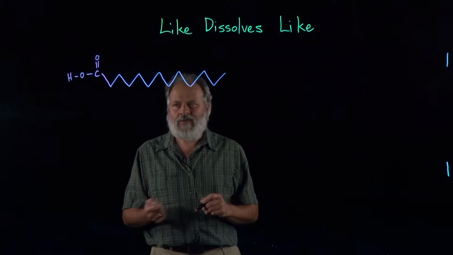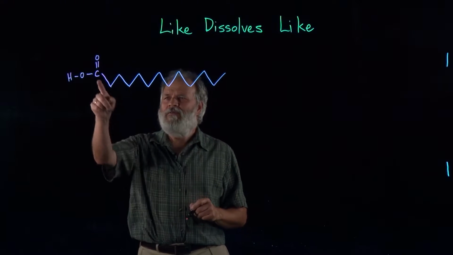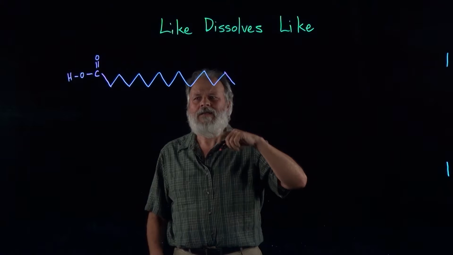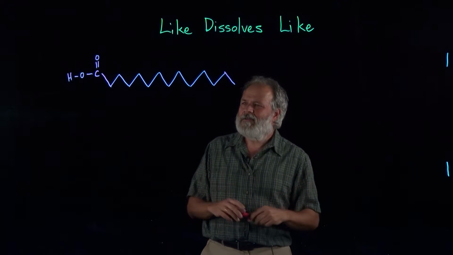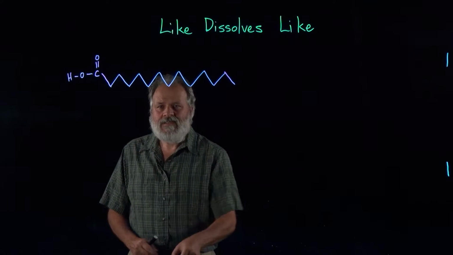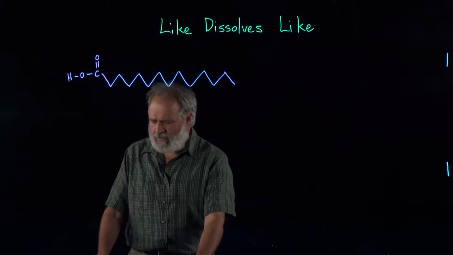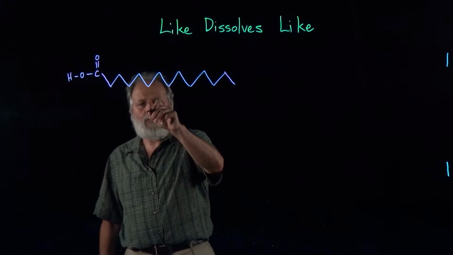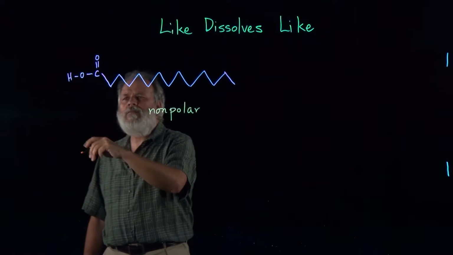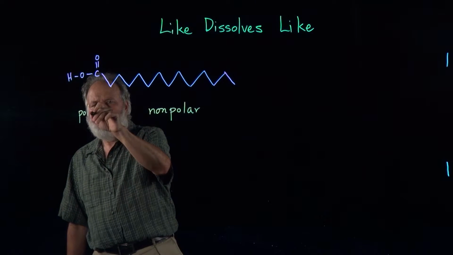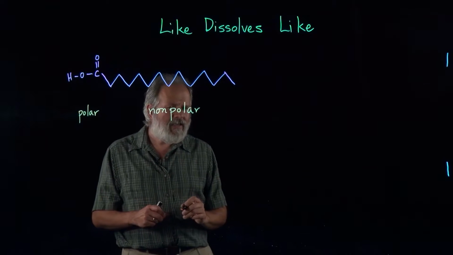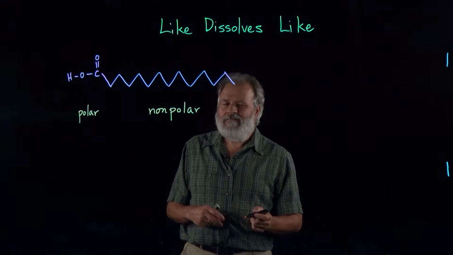Most fatty acids have an even number of carbons, so I've probably drawn an odd number. 1, 2, 3, 4, 5, 6, 7, 8, 9, 10, 11, 12, 13, 14. There. Well, it doesn't really matter. So this is a fatty acid. The C-C bond is nonpolar, the C-H bond is nonpolar, and so this is nonpolar. Now there is a little bit of an end out here that is polar, but if it's a small part of the molecule, it still won't dissolve in a polar solvent like water. So you can't dissolve fatty acids in water.